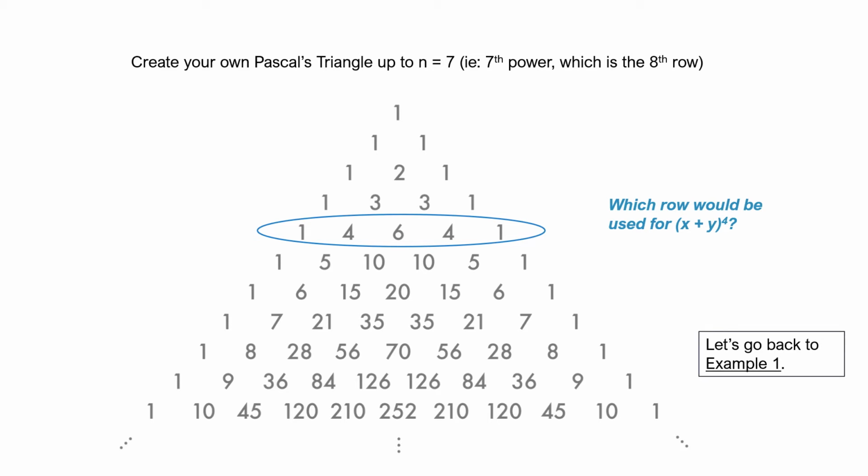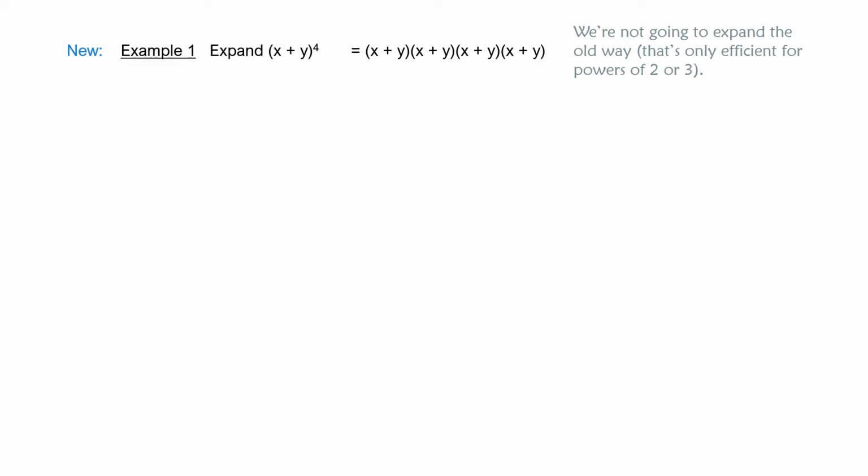So let's go back to our first example. Remember, we had this, and I had expanded it all out, but we're not going to expand that way anymore. Not with a power of 4. That's only efficient if you have power 2 or 3. You can do that pretty quickly, but power 4 or higher, we're going to use our new strategy. So we're not going to do this.